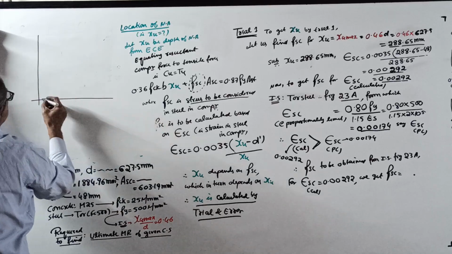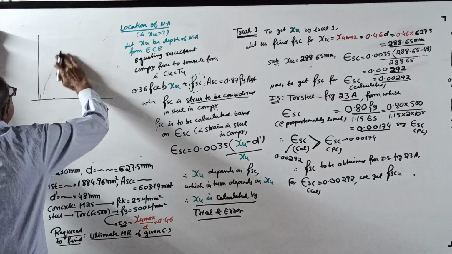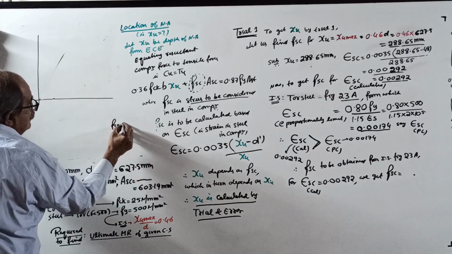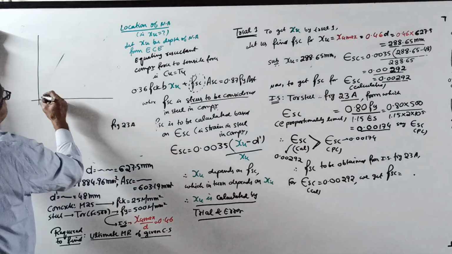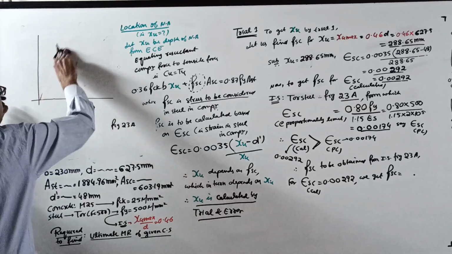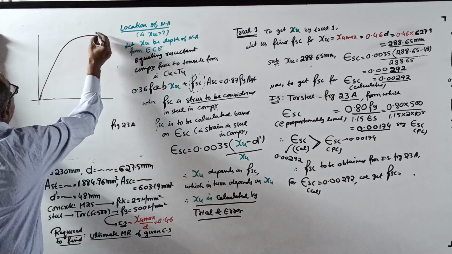I will not waste time. IS code, figure number 23A. It is going, not going straight. Okay. Okay, done.